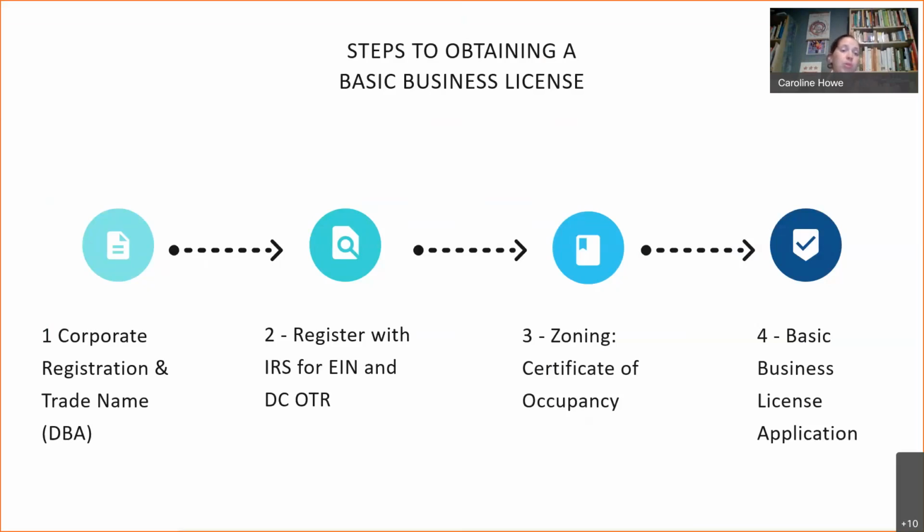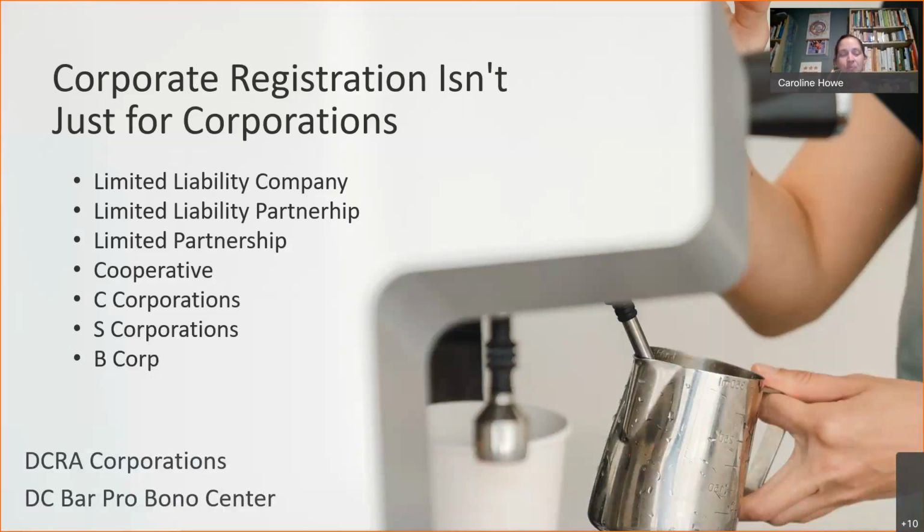Register with the IRS for an employer ID number, that business equivalent to your social security number, and with the Office of Tax and Revenue in DC. Depending on where you're operating, getting a certificate of occupancy or certificate of home occupancy for your business. And then that basic business license application. Depending on the details of your business, you may need a different kind of license, but for many folks, a basic business license is a place to start, and I'll tell you more about how to connect with DCRA to figure out why.